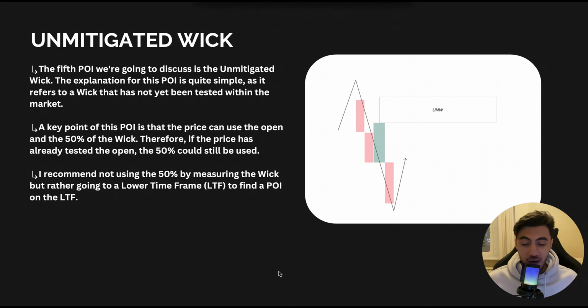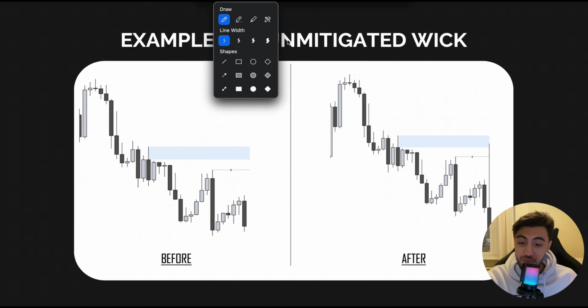A key point of this POI: you can actually use the open and the 50% of the wick. Therefore, if the price has already tested the open, the 50% could still be used. But I'm not using it because of my personal trading plan. I personally just use a clear unmitigated wick. I'm not going to go with the 50%, but it's personal. Just test it, and if it works for you, go with that. I recommend not measuring the 50% of the wick, but rather going to the low time frame and finding the best POI on it. Let me show you some examples of the unmitigated wick.